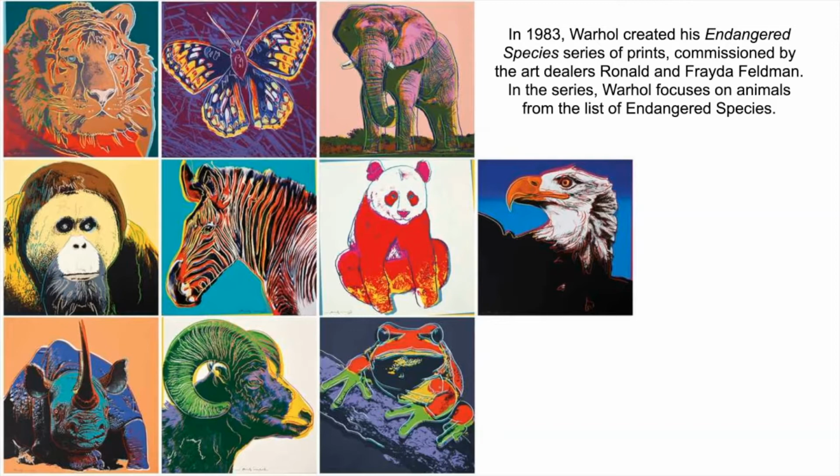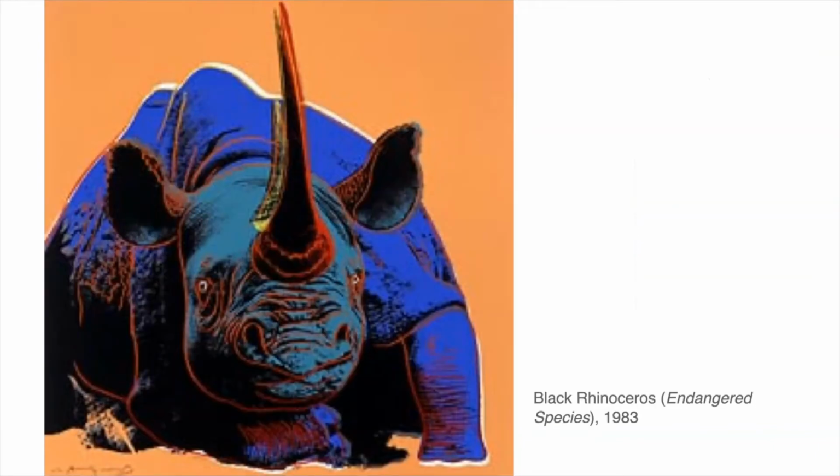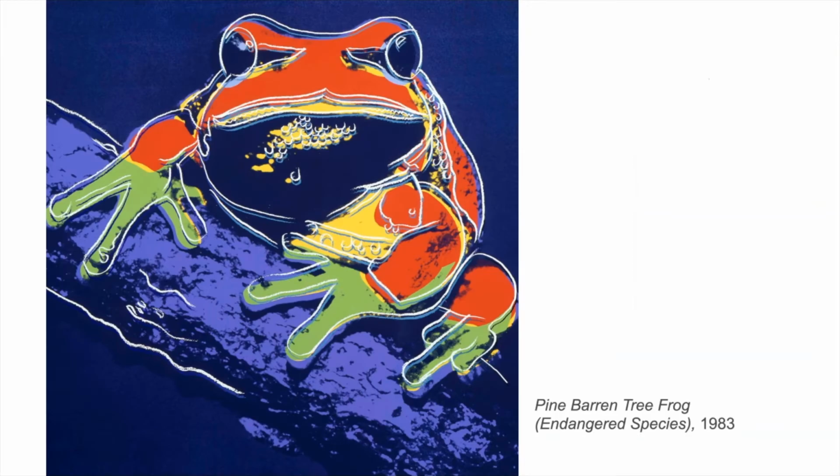In 1983, Warhol created his Endangered Species series of prints, and these were commissioned by art dealers Ronald and Freda Feldman. In the series, Warhol focuses on animals from the list of the endangered species, like the panda bear or the bald eagle or an elephant. In 1984, Warhol began a series where he replicated 500-year-old masterpieces from the Renaissance in his own unique style.